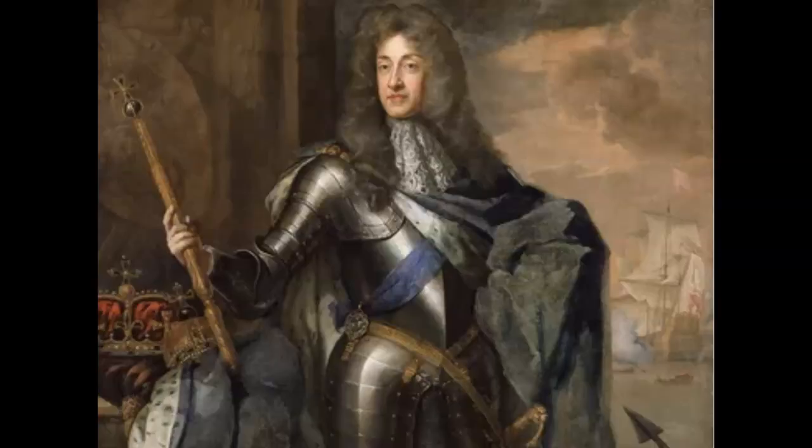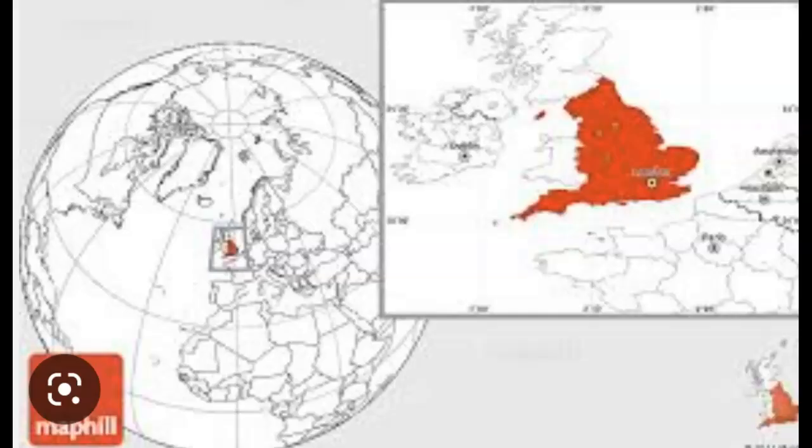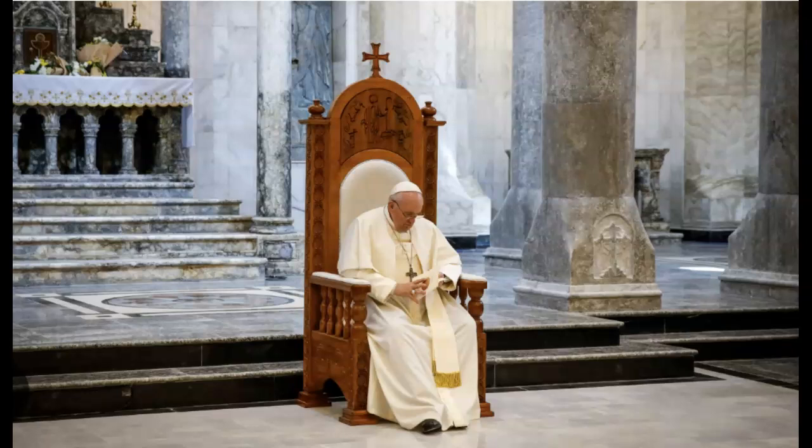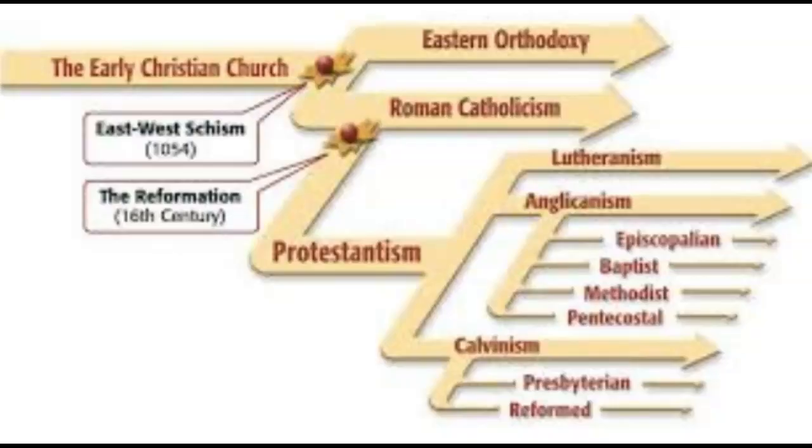All right. So in 1685, James II becomes the King of England. Now, James II was a Catholic, and many people in England at this time were Protestant. And this all came out of the Reformation that we studied in our last unit. So the early Christian church splits into Eastern Orthodoxy and Roman Catholicism, and then from Roman Catholicism, we have all these branches of Protestantism. We still have a lot of these today, but we still also have Catholic.